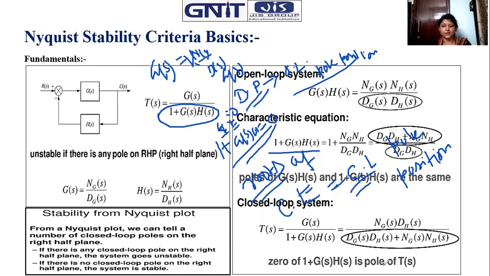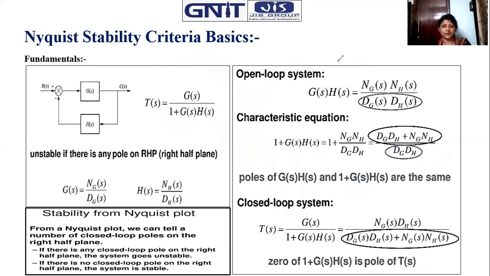Roots of the characteristics equation that is coming in the closed loop system. It is in the closed loop system, that is T(s). So we are representing here T(s) having the numerator polynomial as well as the denominator polynomial, right?